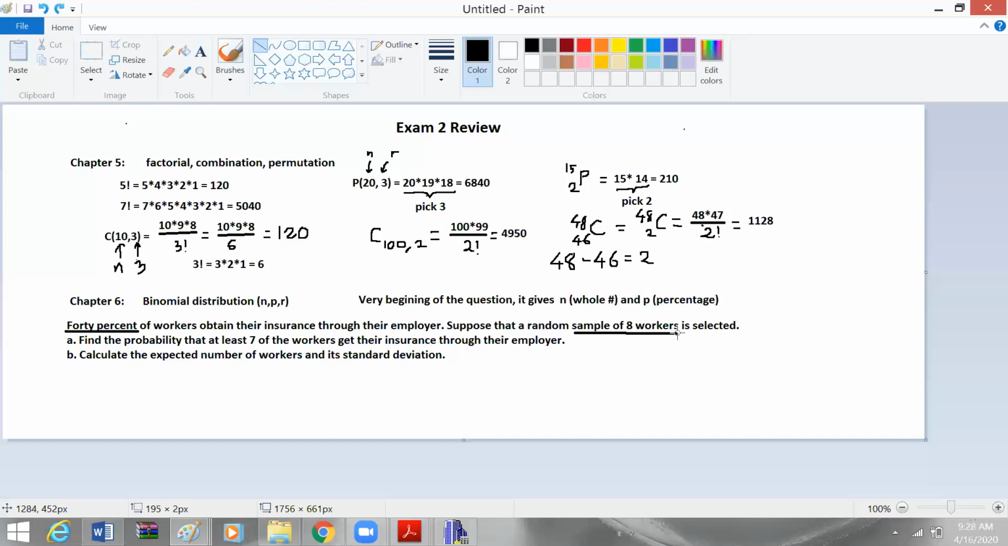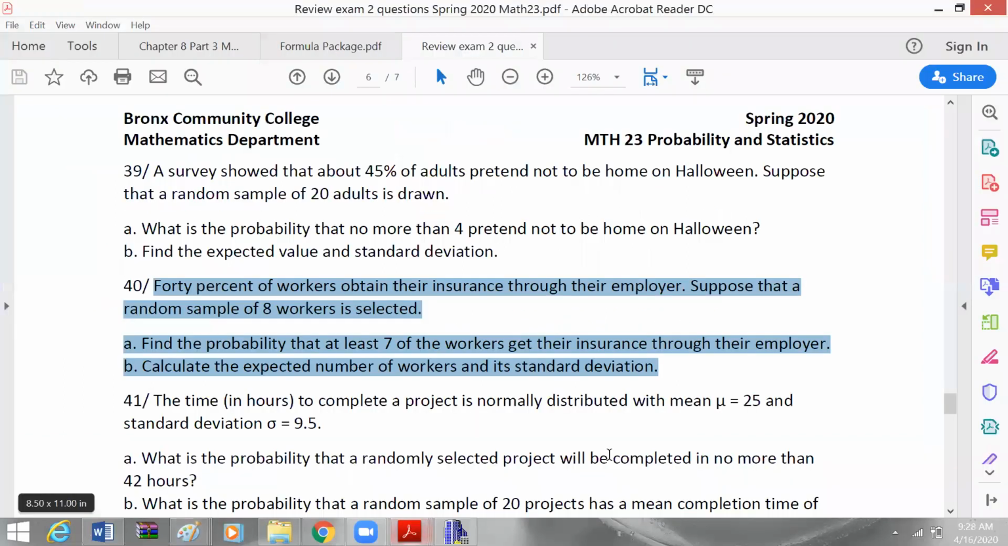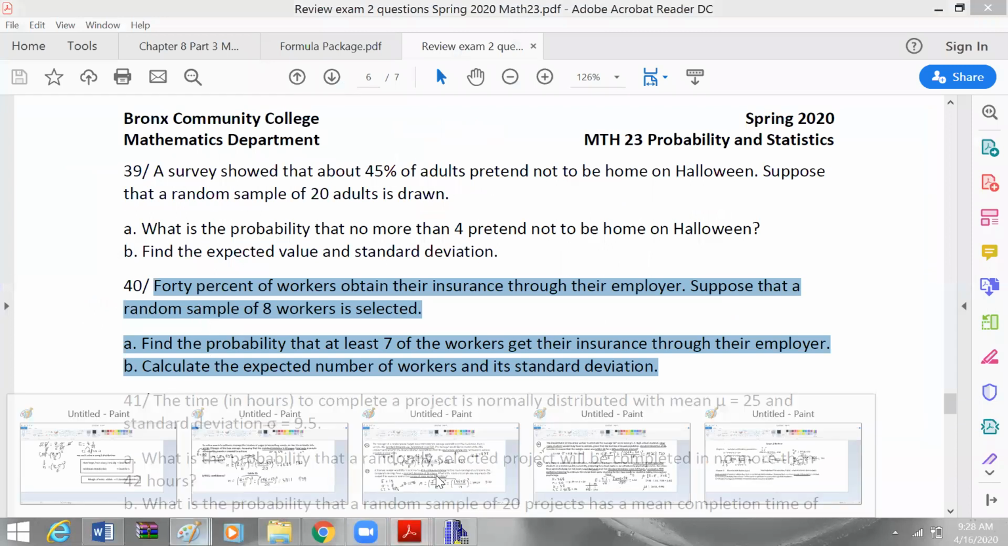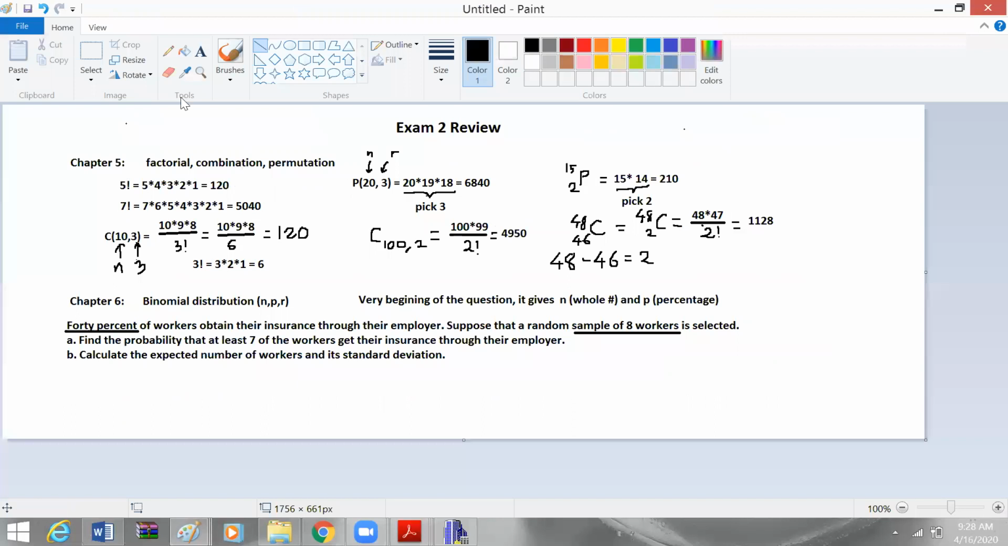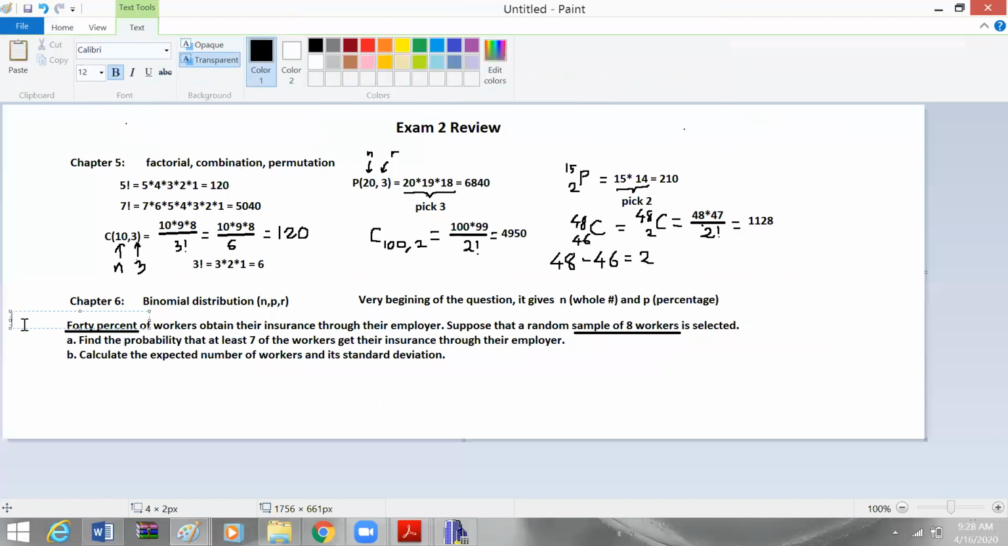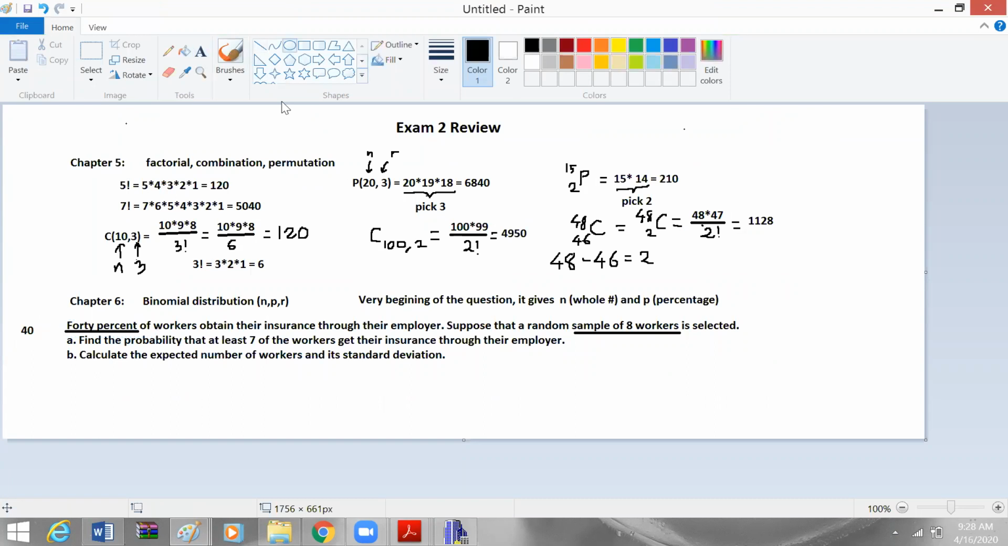What number is this, Professor? I'm sorry, what number on the exams? I was saying question number 40. Yeah, question number 40 that we have on the exam 2 review. Remember, all of these questions that we're working on were from the exam 2 review. So this is question number 40. Thank you. Yes, it's 40%. Why do I always have something like that? I don't understand.